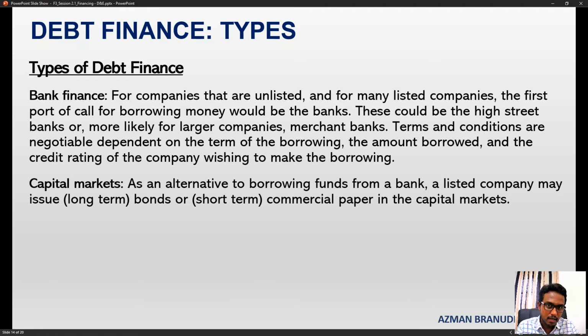Then you have the capital markets. As an alternative to borrowing funds from a bank, a listed company may issue bonds or short-term commercial papers in the capital markets, and people could subscribe to buy those bonds, and they don't provide ownership, right? They just provide financing and a fixed return for whoever the financiers are, right? They don't get ownership, unlike what happens with equity shares.